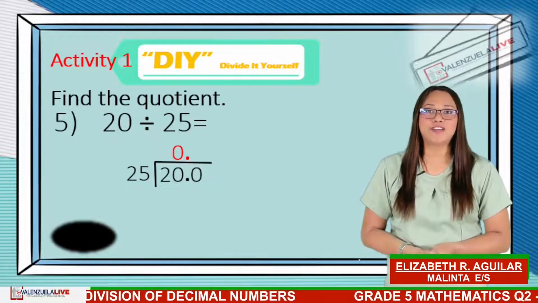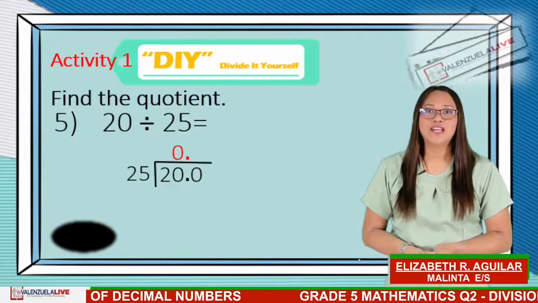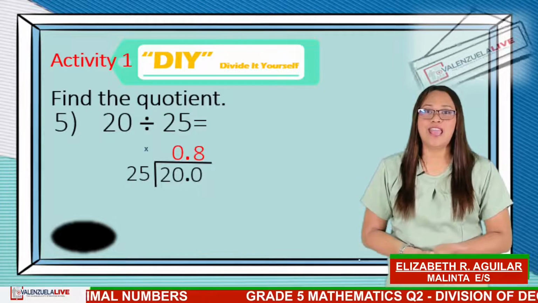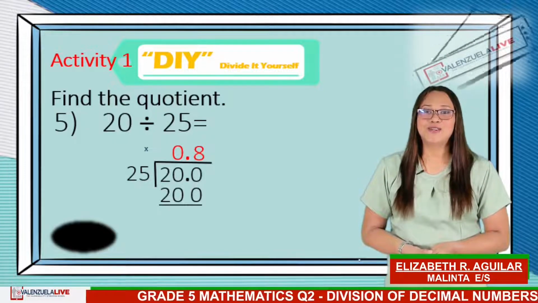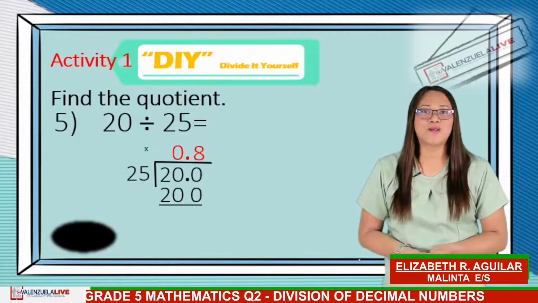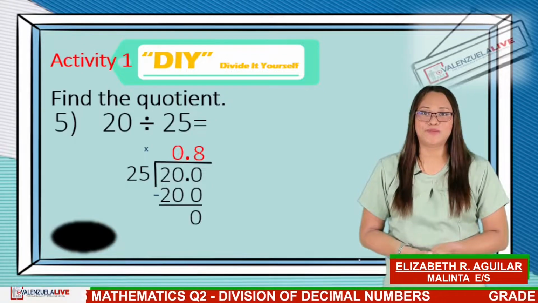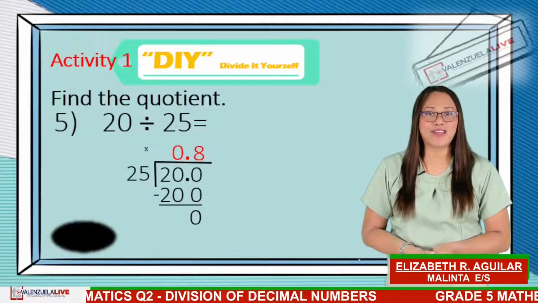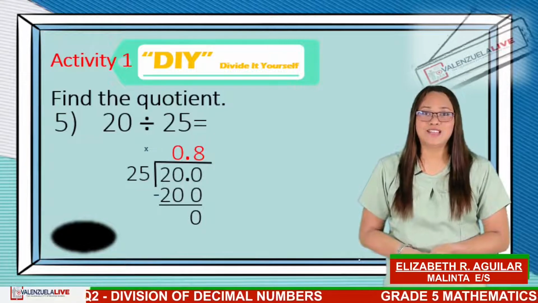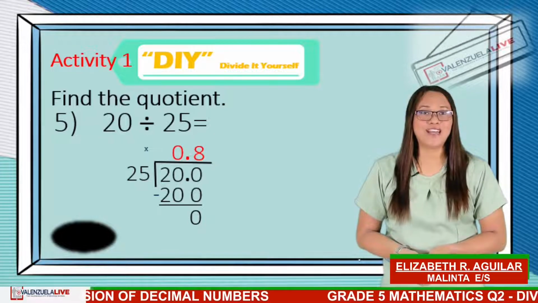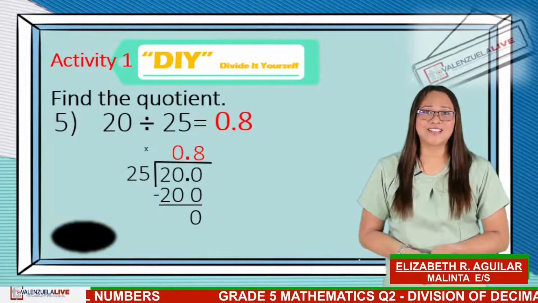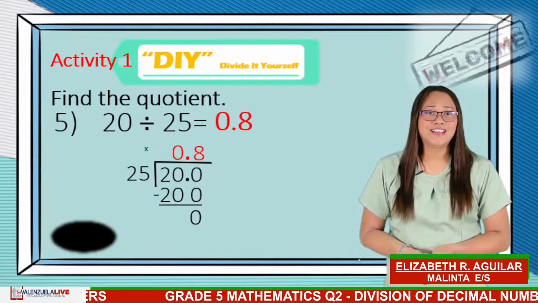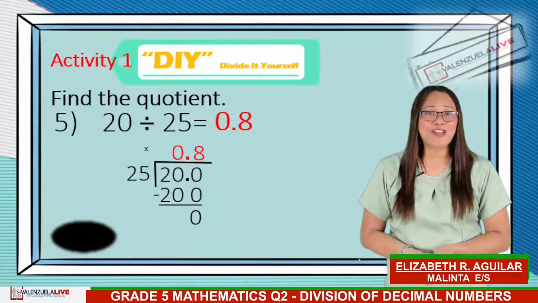We have 200 divided by 25 is equal to 8. Then 8 times 25 is equal to 200. Then 200 minus 200 is equal to 0. All right, since our remainder is already 0, then that's our final answer. So our final answer is? Great, it's 8/10. All right, did you get it? Did you get the perfect score, grade 5 mathletes?